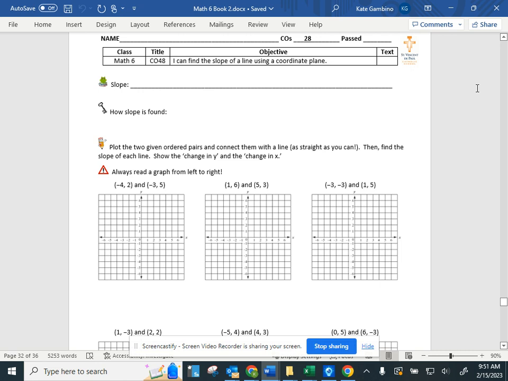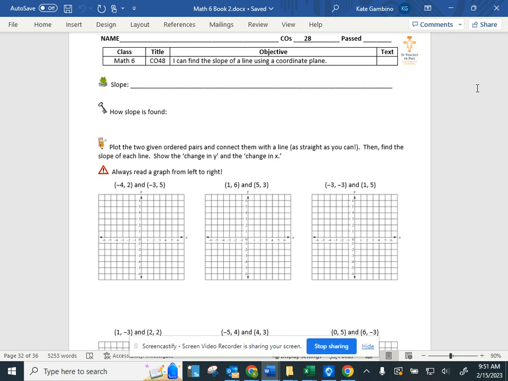Good morning. Today we are continuing with our coordinates and our coordinate planes and being able to graph things. We're going on to CO48. I can find the slope of a line using a coordinate plane. So we're going to use that last objective, talking about those coordinates, and we're going to see how we use those to find a line and then how to find the slope of that line.